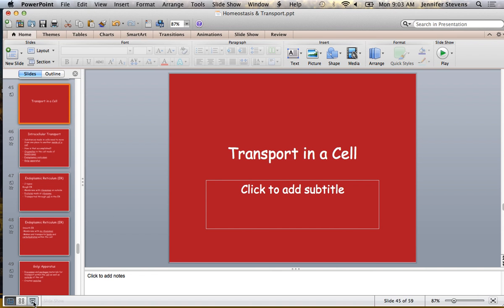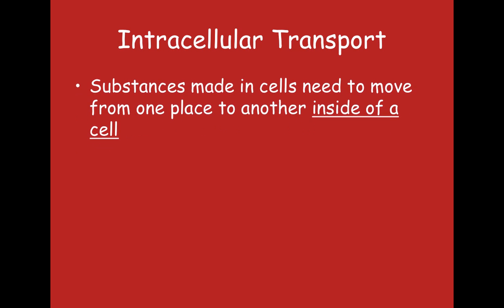This next section is just a very brief video here on transport within a cell. Because transport also happens within the cell itself, not just across the membrane. So when we have things inside of the cell, we often make them in one area and we need to move them to another place. So how do we accomplish that?